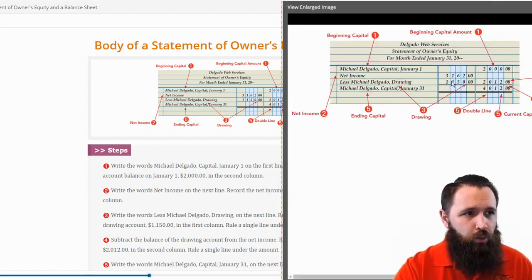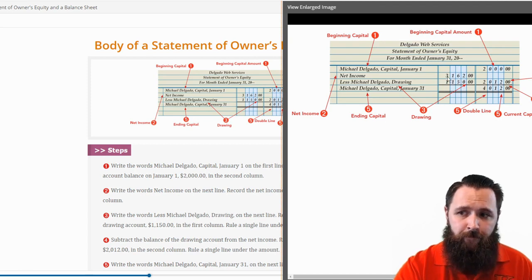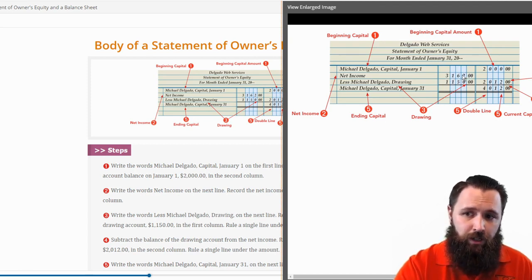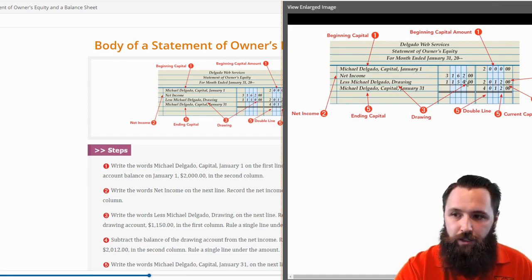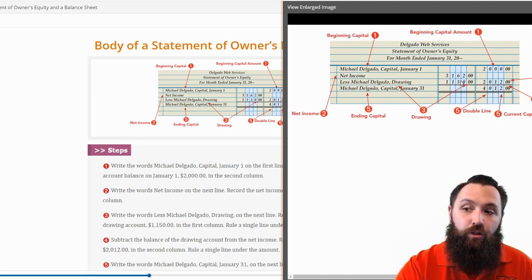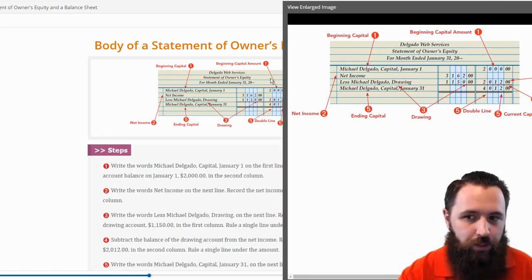We're going to use our net income and our drawing accounts, and find the difference between them. What this is saying is we brought in $3,162 after all revenues and expenses were recorded, and we got a net income of $3,162. That's positively going to affect our capital, but Michael Delgado's drawing is going to negatively affect it. So we find the difference. 3,162 minus the drawing of 1,150 is going to give us 2,012. So that's going to be our amount that we have here.